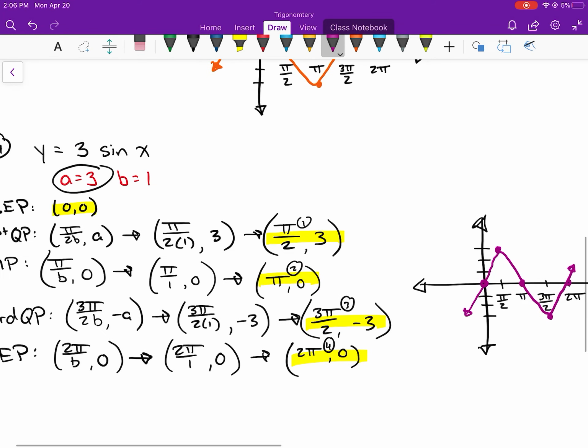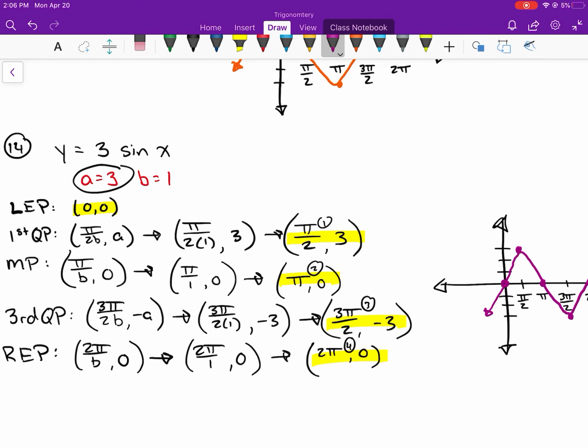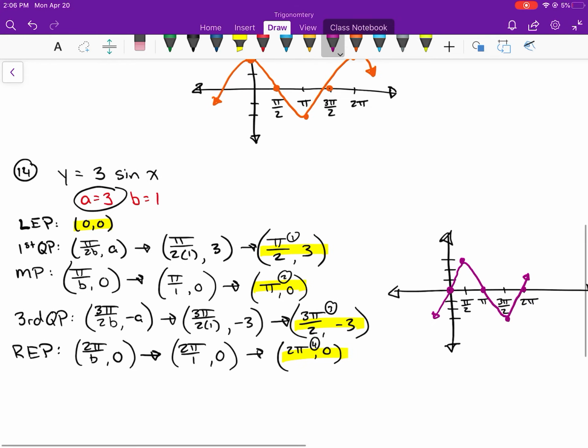Now, obviously, they get harder depending on the a value and the b value and if there's any shifts, but that's in 3.2. So hopefully this helped. Get back to me if we need any extra help.